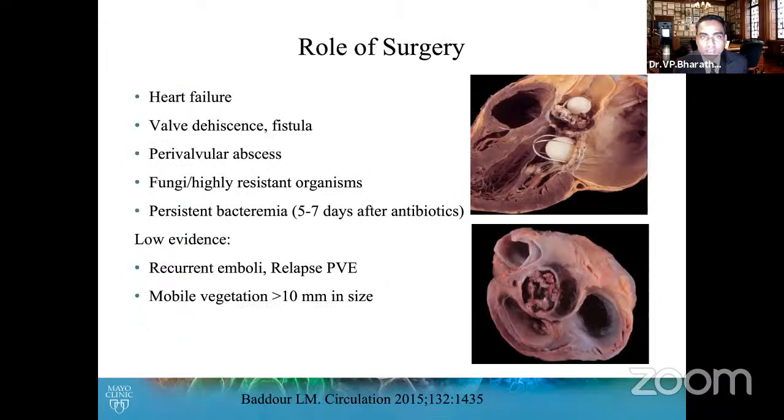Next, what is the role of surgery? If a patient is in heart failure due to valve dehiscence or fistula, that's a clear-cut indication. If there is a perivalvular abscess, that's a clear-cut indication because we need to have source control. If the infection is due to a highly resistant MDR organism, Pseudomonas for example, or a fungus, it's very hard to get rid of the infection with antimicrobial therapy alone, so we tend to recommend surgery. There is another soft indication: if the patient has recurrent emboli and the vegetation is more than 10 millimeters in size, one could consider surgery to prevent further embolization.